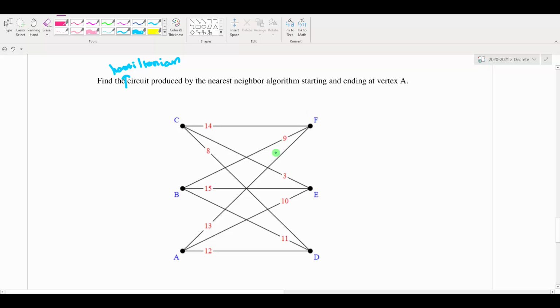All right, so the definition of a Hamiltonian circuit tells us that we must visit every vertex exactly once and return home. Okay, so we don't have to use every single edge, but we do need to visit every single vertex. All right, now nearest neighbor is a real simple algorithm to use. They specifically want the circuit produced by nearest neighbor, so you have to use nearest neighbor algorithm here. All right, so we're going to start our circuit at A because that's exactly where they tell us to start. And nearest neighbor is real simple. All you have to do is take the edge that is the shortest each time.